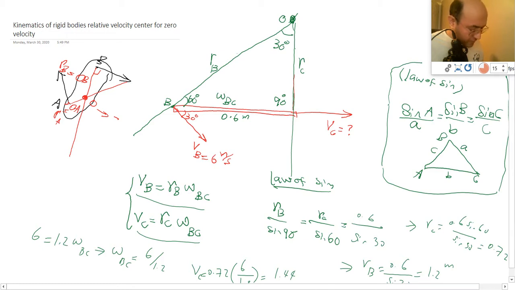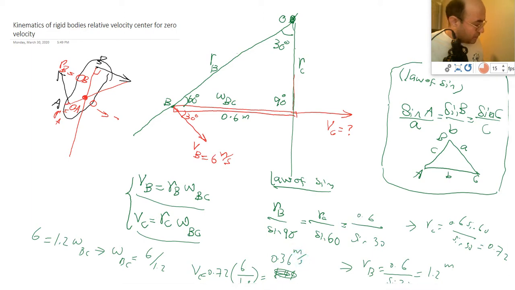Something baffled me for a second. 0.6 times 2. This will be half, sorry. This will be half of that, not double. So it will be 0.72 divided by 2, which will be 0.36 meter per second. Then we can continue and solve more problems using this method.